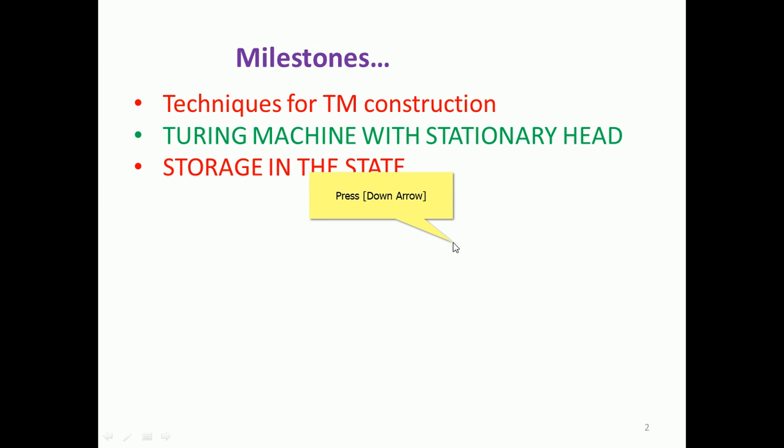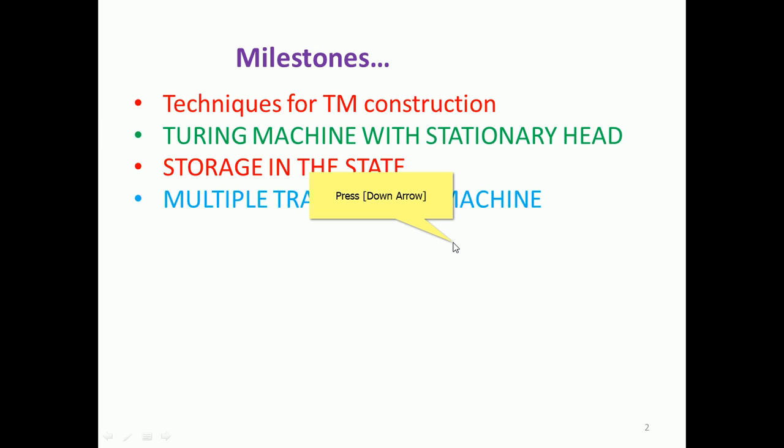The other way also, we can have storage in the state. So the states we can store in the memory. That is also an alternative approach to construct the Turing machine for further discussion. On the other hand, we can also discuss the multiple tracks Turing machine.